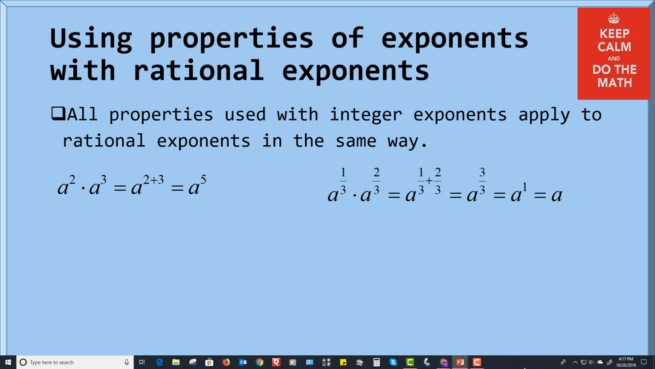Now, if these had not had the same denominator, then you would have had to find common denominators like you normally do when adding fractions, and complete it then.